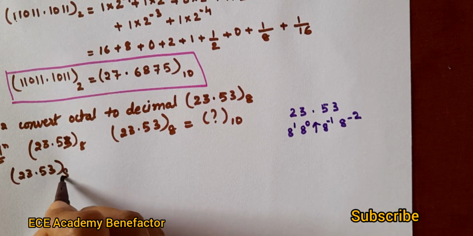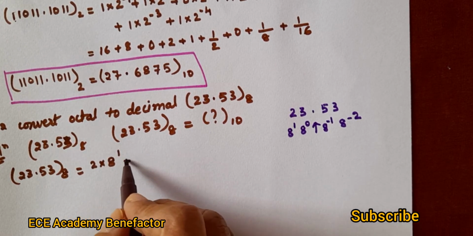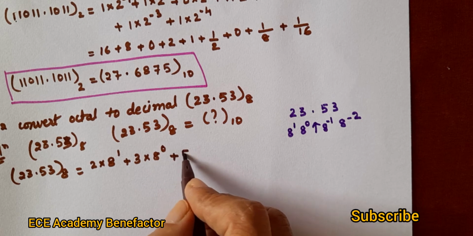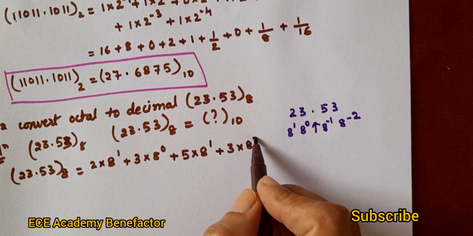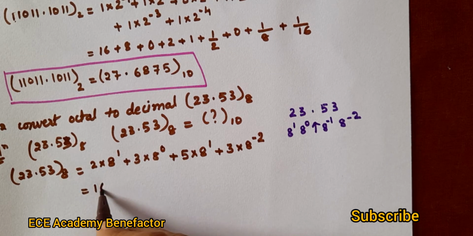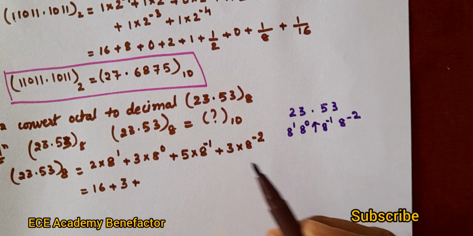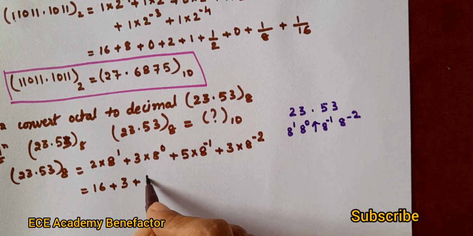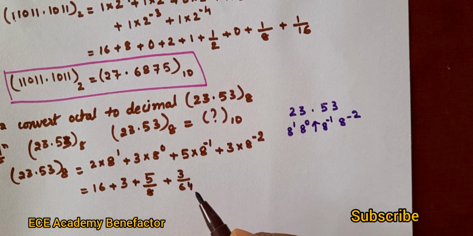23.53 octal, that is 2 into 8 to the power 1 plus 3 into 8 to the power 0 plus 5 into 8 to the power of minus 1 plus 3 into 8 to the power of minus 2. So, what is it? 16 plus 3 plus 5 into 8 to the power of minus 1, that is 5 by 8, plus 3 by 64.